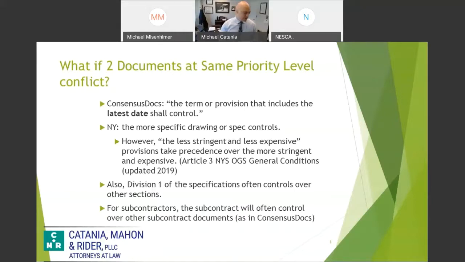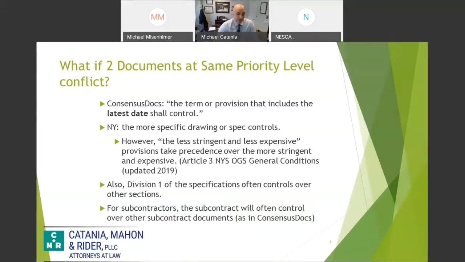If you get into your New York agency contracts, DOT, DEP, DASNY, etc., you're going to see some specific language with respect to drawings controlling over specifications. You'll also note, and I point out here, the OGS general conditions for New York State. They also say the less stringent and less expensive provisions take precedence over the more stringent and expensive.